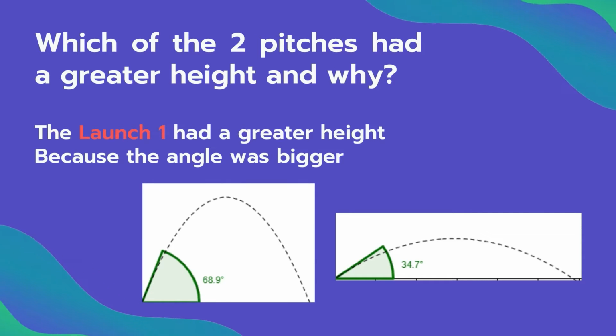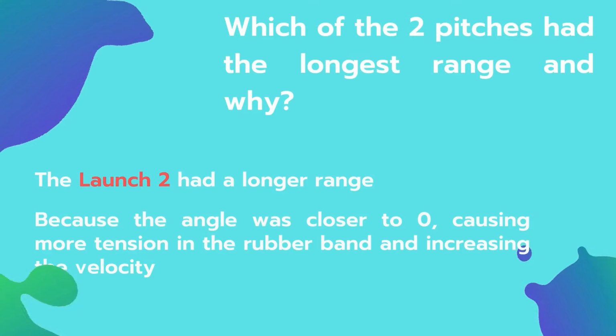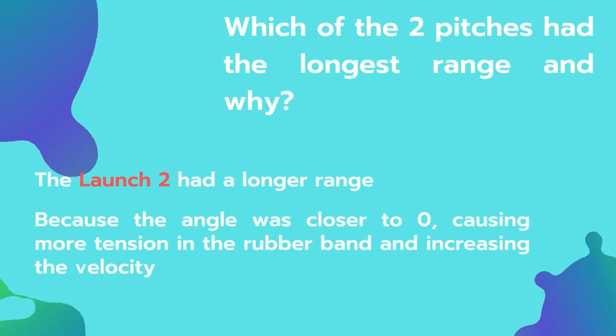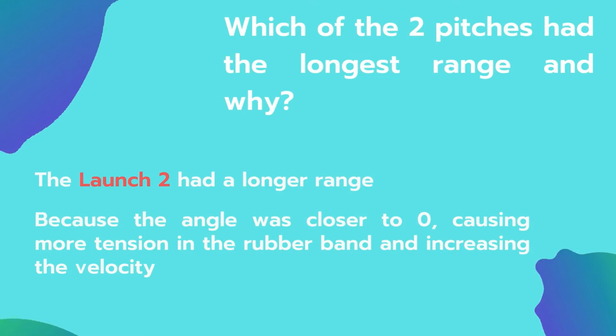Launch number 1 had a greater height because the angle was bigger, and I put some diagrams to demonstrate that with a bigger angle we have a greater height, and in the other case the height is lower. Launch 2 had a longer range because the angle was closer to zero, causing more tension in the rubber band and increasing the velocity.